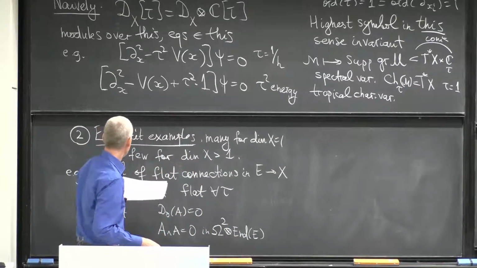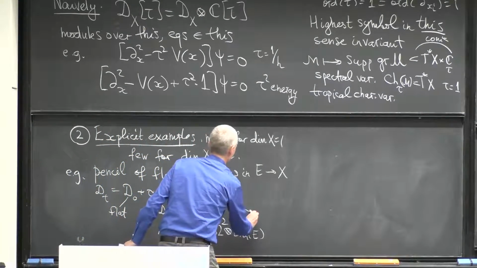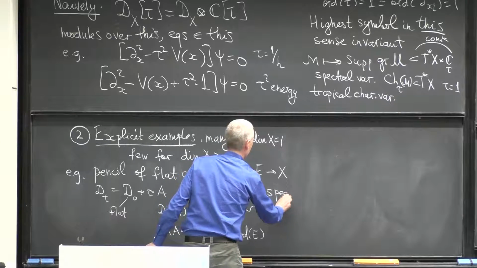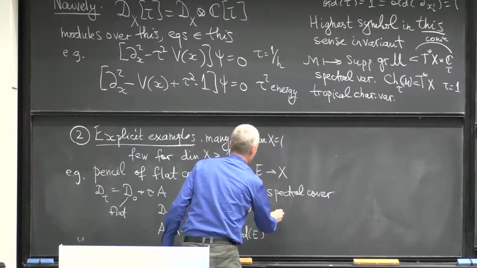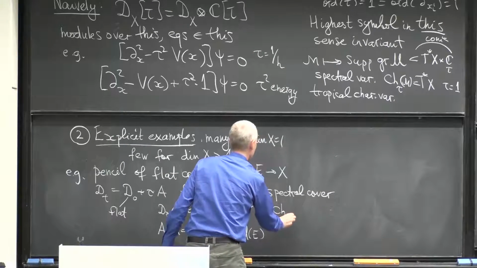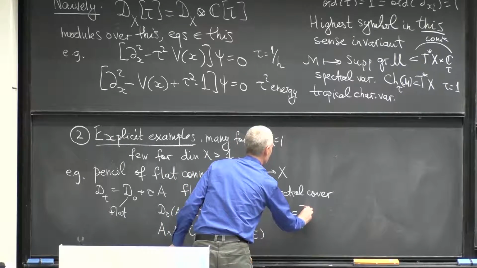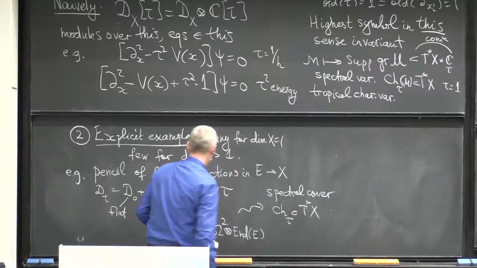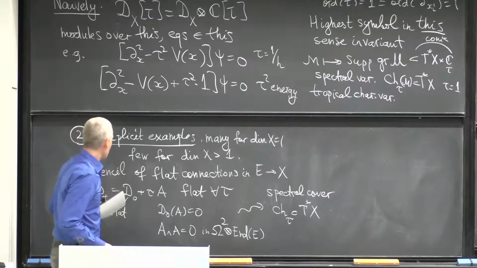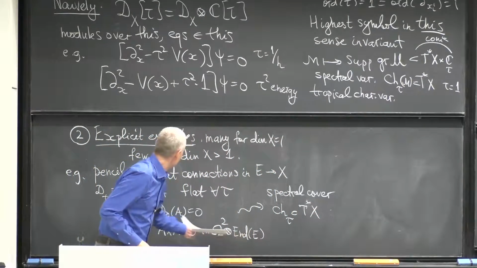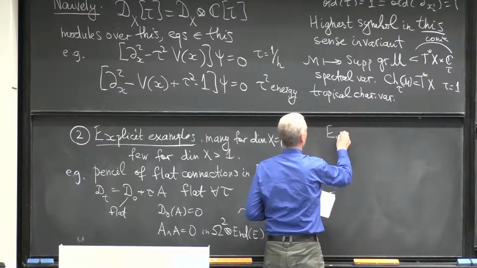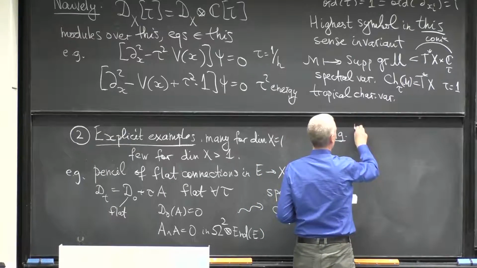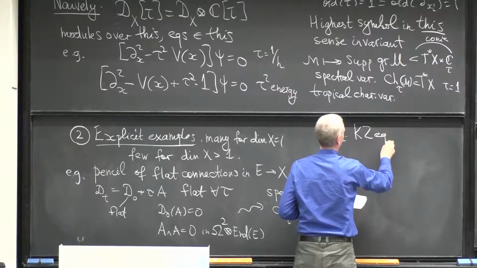And this gives a so-called spectral cover. Let's again call it Ch tau inside T star X. But it's not easy to construct forms satisfying those two properties. One example which is sort of explicit is the so-called Knizhnik-Zamolodchikov equations.